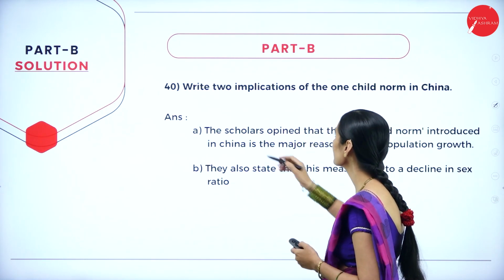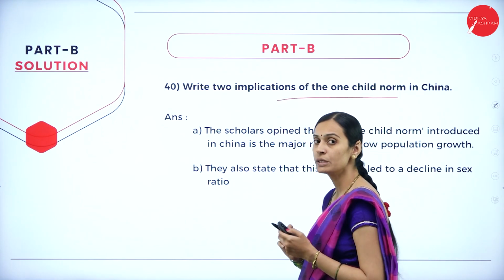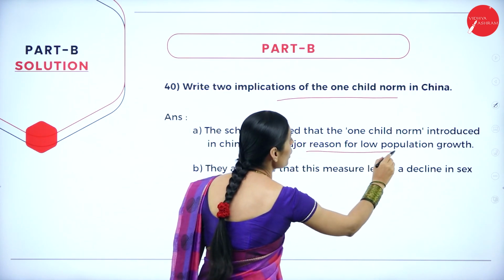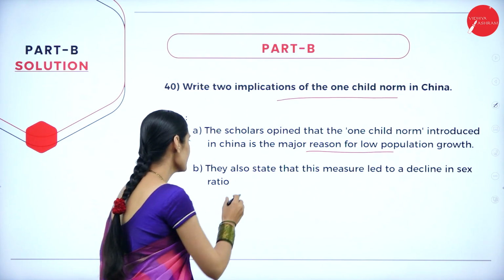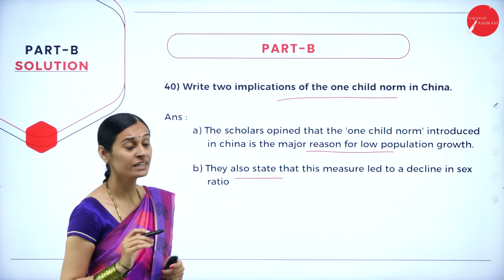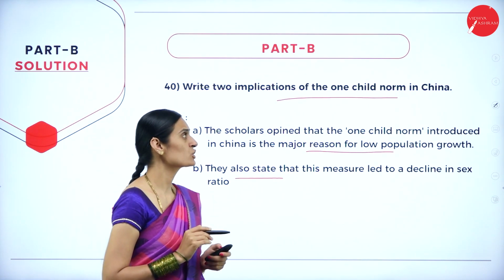And next one, implications of the one child norm in China. There are 2 implications. One is a major reason for low population growth. And second, this measure also led to a decline in sex ratios. That's why China adopted the one child norm.